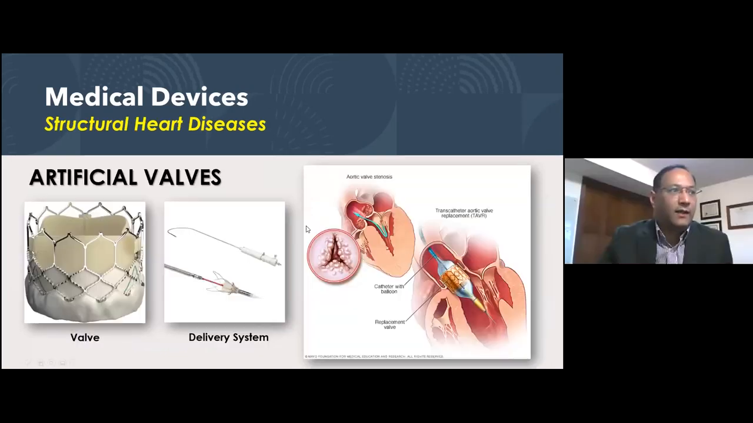So that covers stents. Let's talk a little bit about structural heart disease. This is a huge area where a large number of the population have valve issues, mostly the mitral valve. The mitral valve is on the left side of the heart, and the manifestation is regurgitation, which means the wrong flow of the blood.